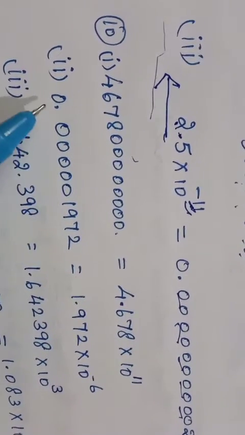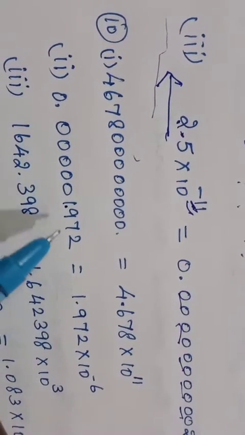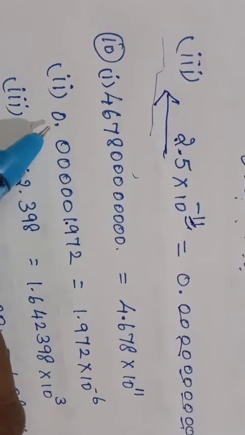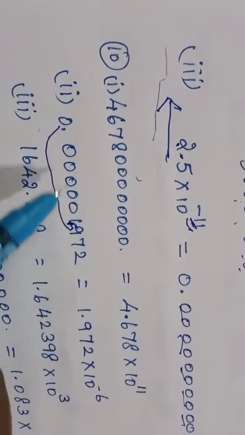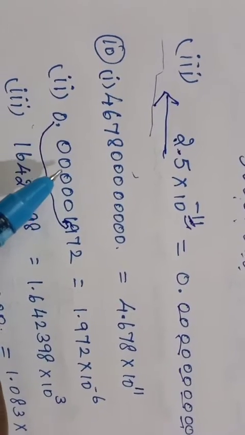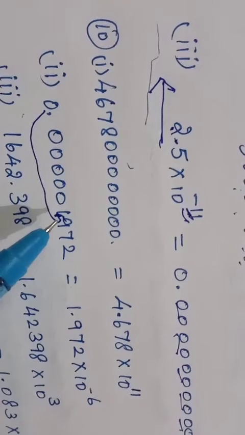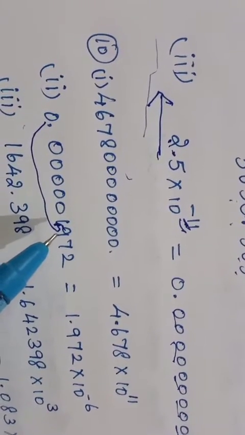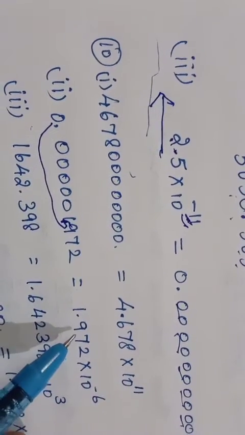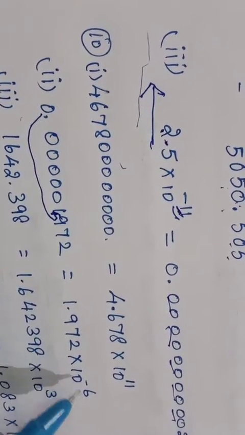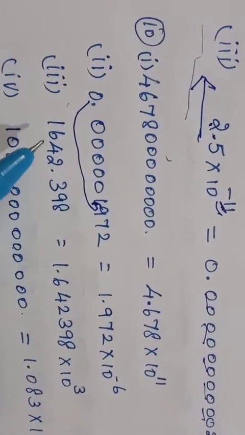Next, 0.00001972. The decimal has to move here, and has to be kept here. It is a rule. As per the rule, the decimal has to move to this place. How many steps have to move? 1, 2, 3, 4, 5, 6. 6 steps have to move towards the right side. The decimal moves right side, and the power is negative as per the rule. So that is 1.972 into 10 power minus 6. 6 steps are moved.